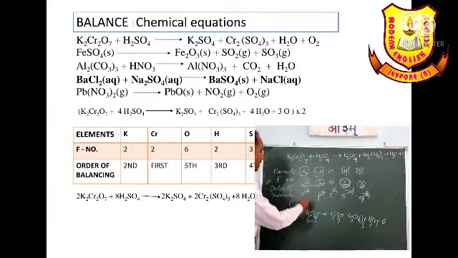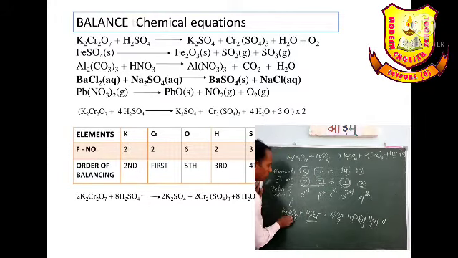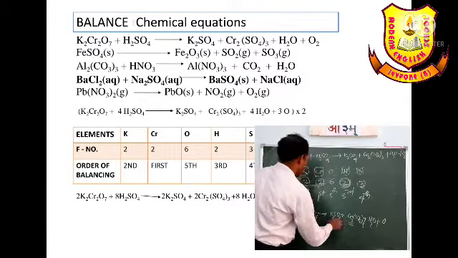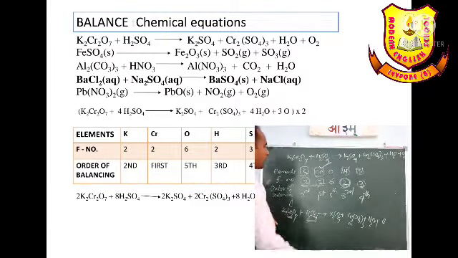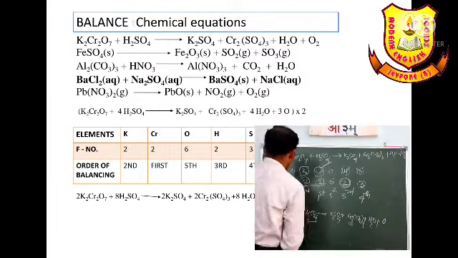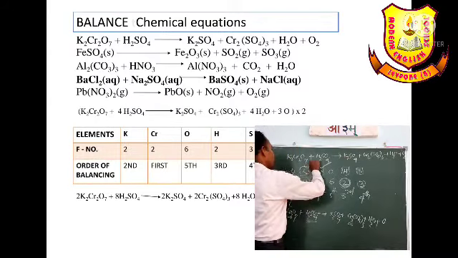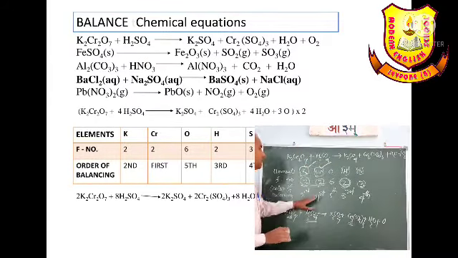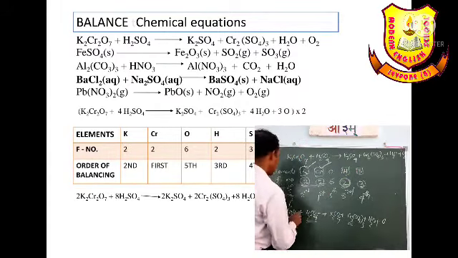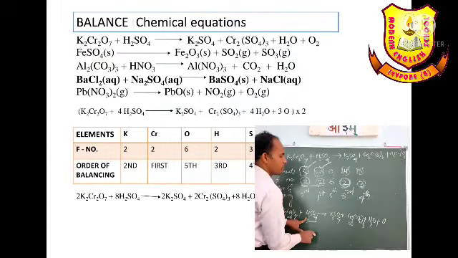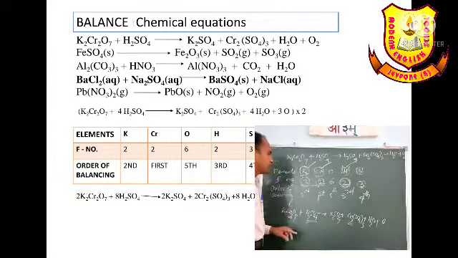Okay, now we have to balance. Which one do we have to balance? Chromium. Here chromium 2 are there, here chromium 2 are there. Already it is balanced. Now after chromium, we go to potassium. Here K2, 2 are there, here K2, 2 are there. It is also already balanced. First one, these two are over. Now come to hydrogen. Here 2 hydrogens, here also 2 hydrogens. Hydrogen is also balanced.